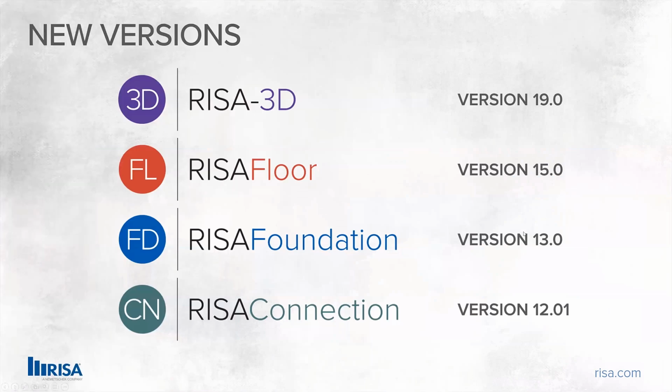As I mentioned, what we're looking at and talking about are new releases of our core software: RISA 3D, RISA Floor, RISA Foundation, and RISAConnection. RISA 3D will be version 19, RISA Floor version 15, RISA Foundation version 13, and then we have a small update to RISAConnection version 12.01. We'll be talking a lot about the new features in all of these and working through some different models to show you all the main features.